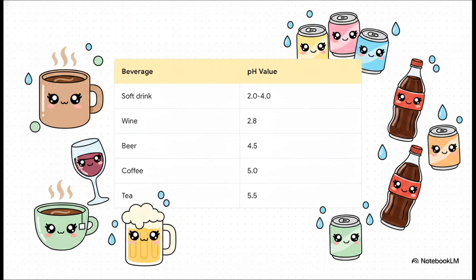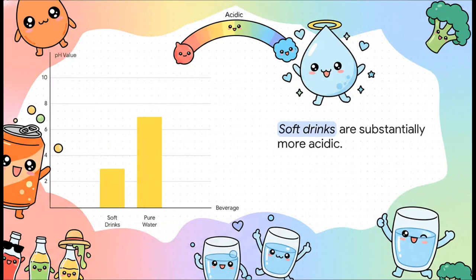And those soft drinks, they are super acidic, ranging from 2.0 to 4.0. We are constantly bathing our mouths and throats in surprisingly acidic beverages. To put that into perspective, just look at the massive pH gap between acidic soft drinks, averaging around a 3.0, and pure drinking water, which sits perfectly neutral at 7.0. It really drives home what we are putting into our bodies.